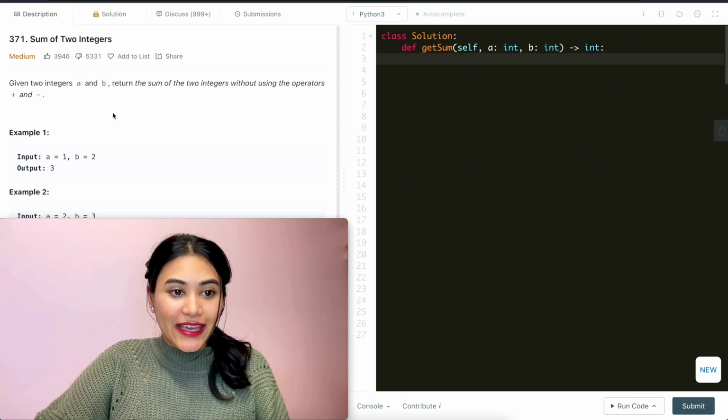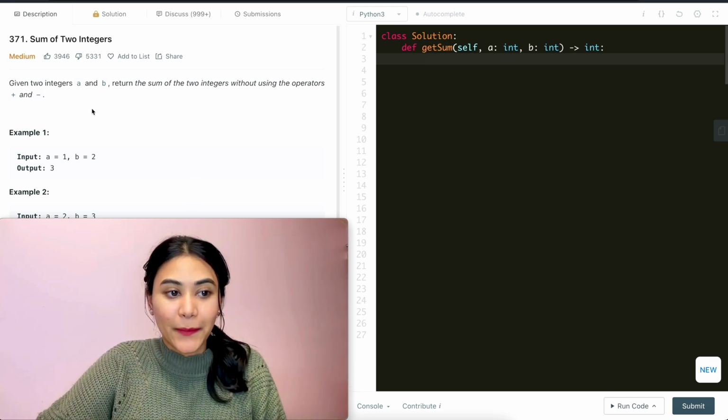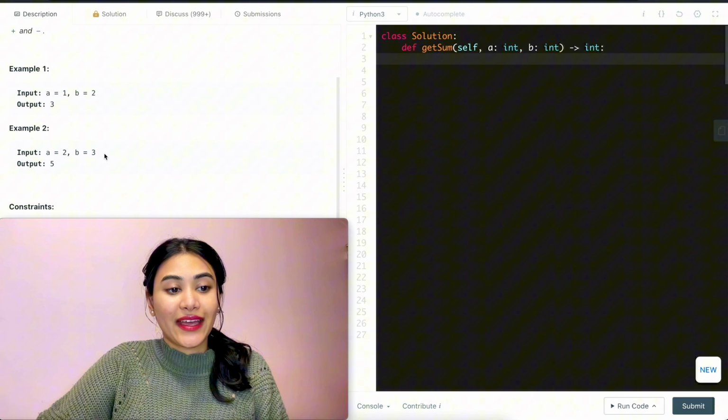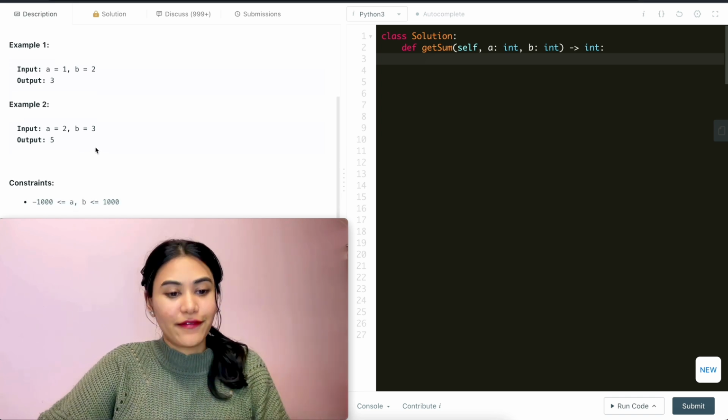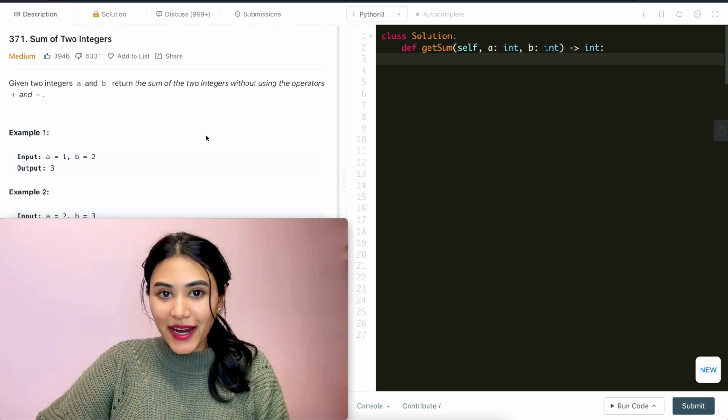Given two integers a and b, return the sum of the two integers without using the operators plus and minus. Example 1, we have a being 1 and b being 2. We output 3. And example 2, we have 2 and 3, and so we output 5. So we want to add a and b without using either the plus or the minus.